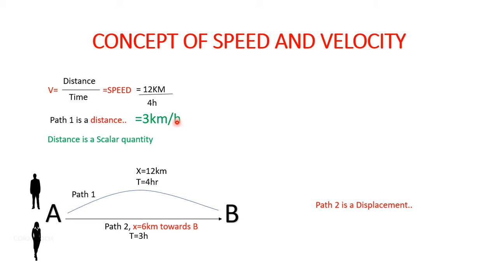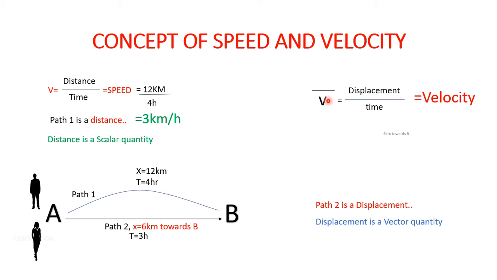Okay. Similarly, if we talk about path 2, which is displacement, and Bubbly is following path 2, path 2 is a displacement, and we know displacement is a vector quantity. So vector quantity v with an arrow overhead is called velocity. Velocity is equal to displacement divided by time. Once again I will repeat: if distance divided by time is called speed, similarly displacement divided by time is called velocity. Distance divided by time is speed, and displacement divided by time is velocity.